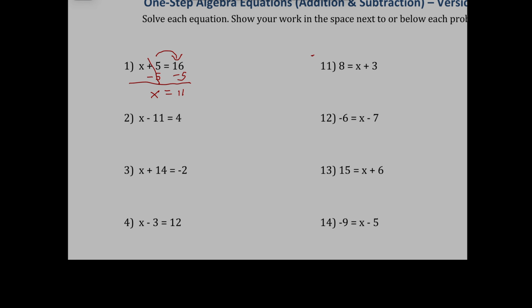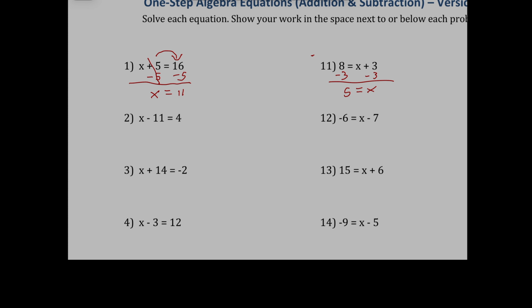So now I'm going to go over here to number 11. Let's go right, not down, okay? I don't want to move the 8 because then everything will be on the right and nothing will be on the left. I want letters on one side, numbers on the other. So the right choice here would be to go -3. And when I do that, 8 minus 3 is 5 equals x. Don't worry about what side the letters are on, it's fine, okay?